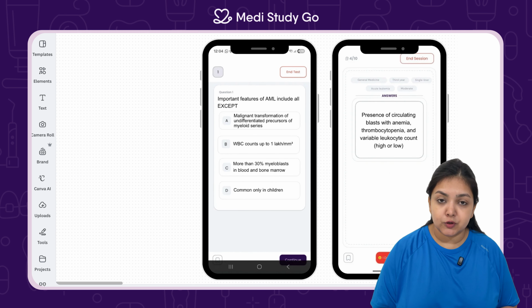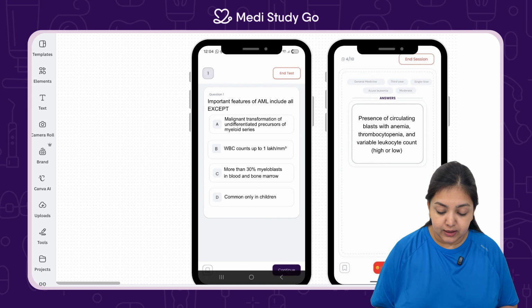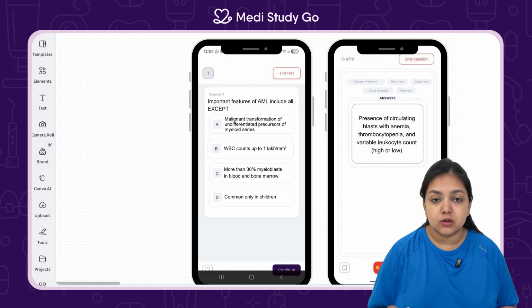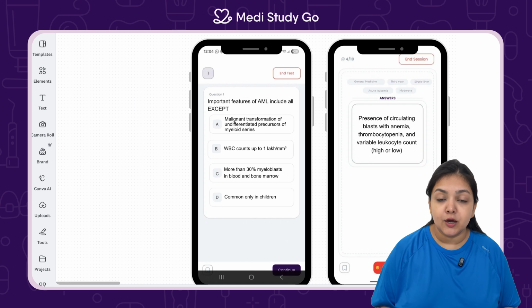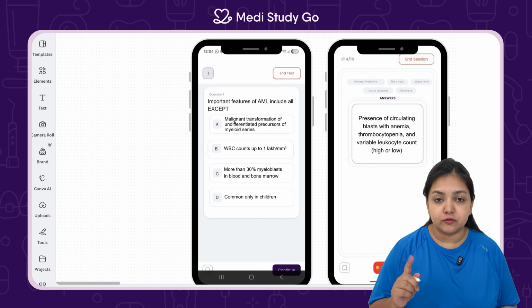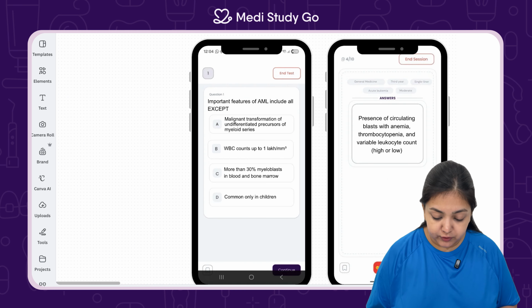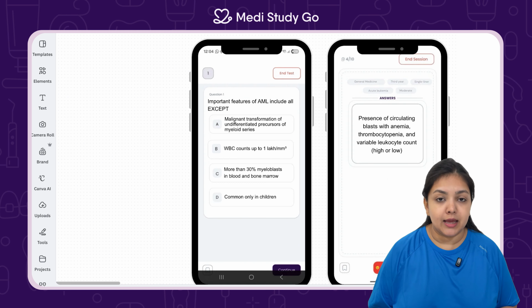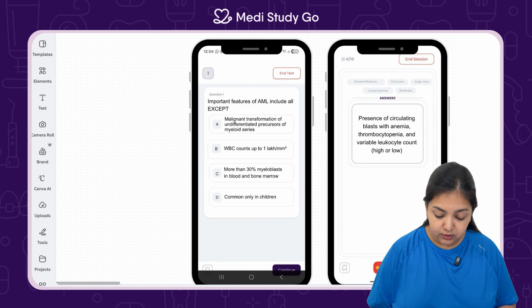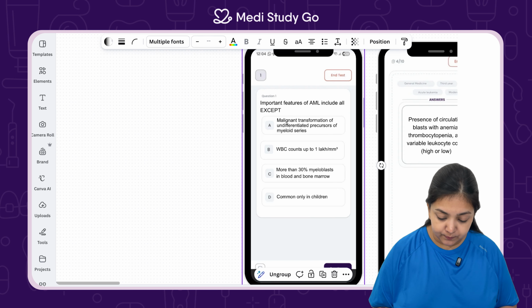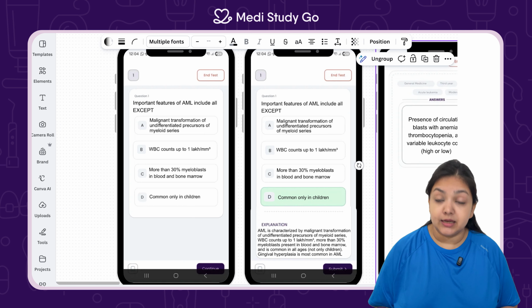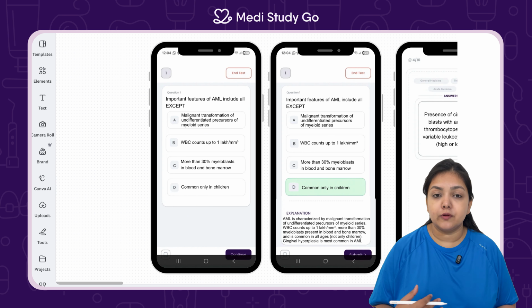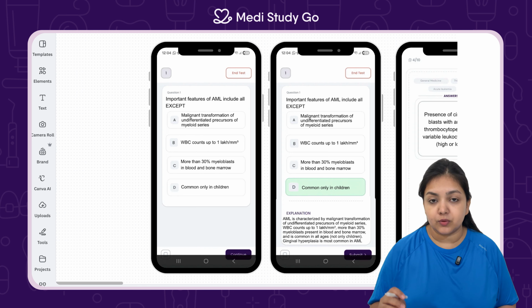And if we discuss an MCQ right over here: important features of AML include all except. So the term you need to focus on over here is except, which means all of these are a feature except one of them, which is not. So which of it is that? Malignant transformation of undifferentiated precursor of myeloid series. Yeah, AML is myeloid. WBC count up to 1 lakh. More than 30% myeloblast in blood and bone marrow, or common only in children. So this is something which we studied, that it is seen in adults. So this is the answer. This is how you can flip the MCQ over and view the answer along with the explanation.